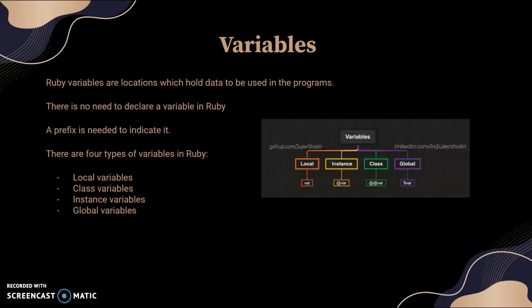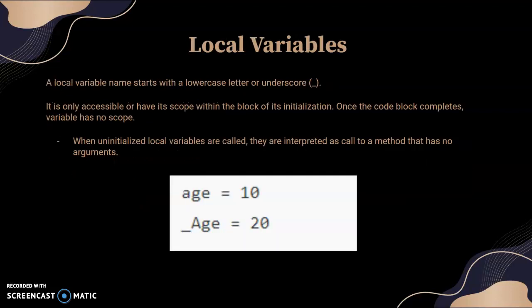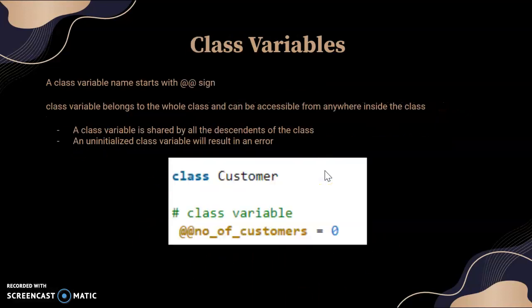In Ruby, there are 4 types of variables. There are local variables, class variables, instance variables, and global variables. These are indicated by a prefix. If you want to define a local variable, you have to start it with an underscore. It really has no scope, and when uninitialized local variables are called, they are interpreted as a method that has no arguments. This is just an example of code.